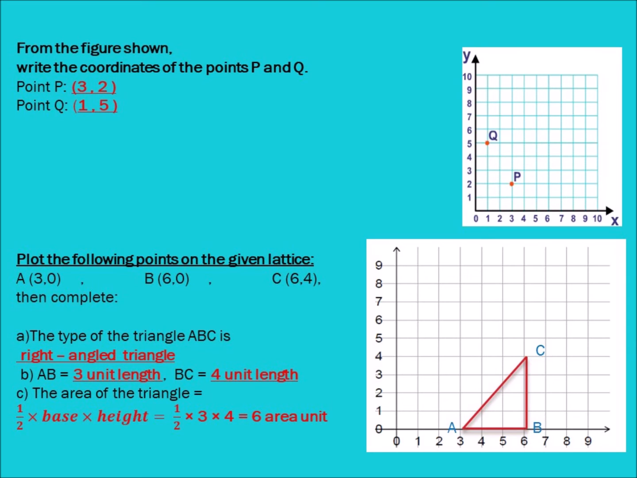Okay, question C: what's the area of the triangle ABC? First of all, we know the rule of the area of the triangle, which is half times base times height. Here we have the base, 3 unit length, and the height, 4 unit length. So it will be half times 3 times 4 equals 6 area units.